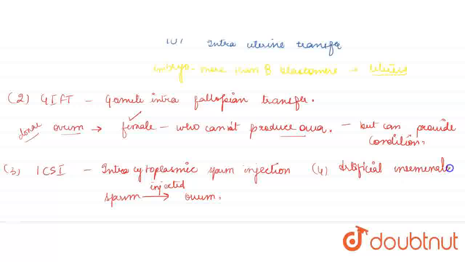Another technique is also there, like artificial insemination, and the technique is used when the males fail to inseminate the female successfully. In this, semen transfer is done either in the uterus or into the vagina. So these are the techniques that could assist an infertile couple. I hope this answered the question. Thank you.